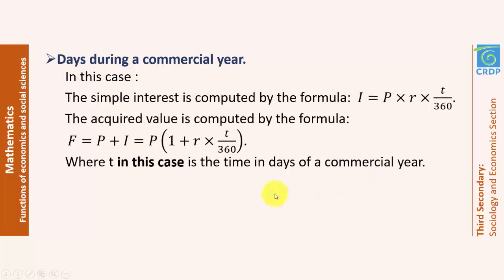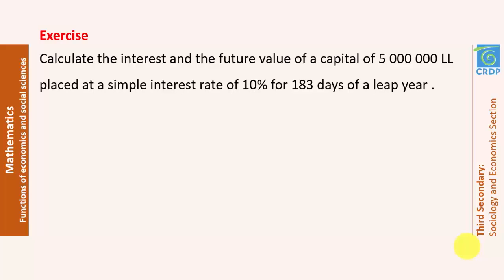In a commercial year, the number of days is given to be 360. So this is T over 360. Why T over 360? Because we have 360 days in a commercial year. This is also followed by banks. Let's apply it in an exercise.